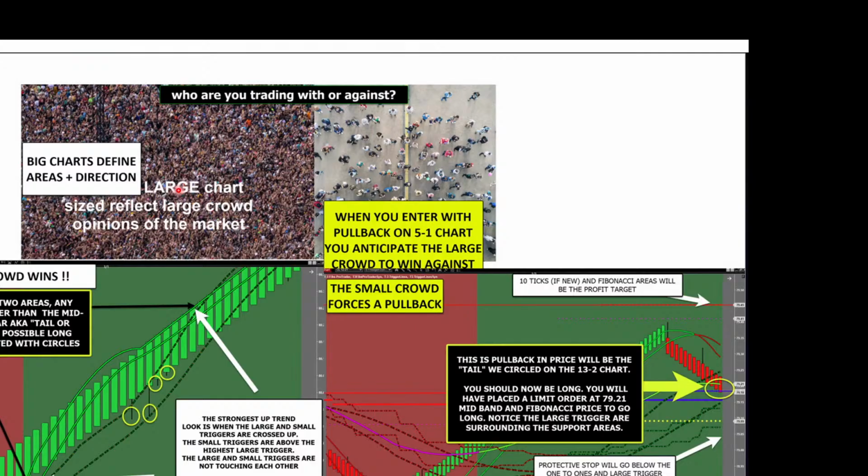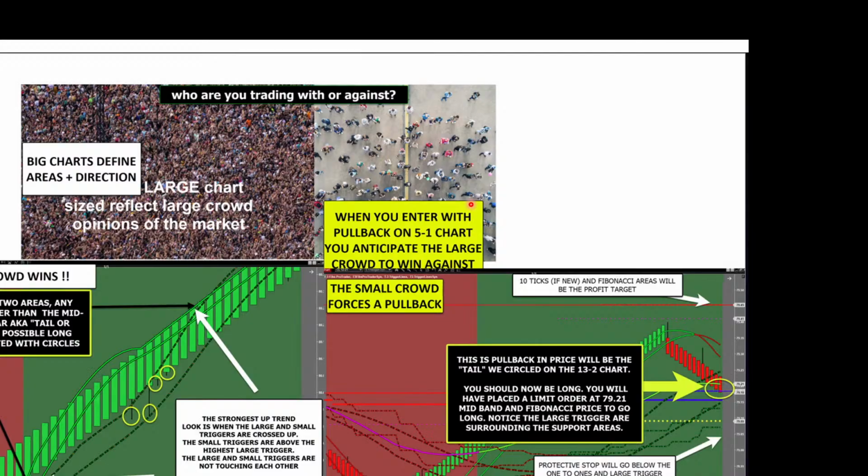There are men and women, the large crowd, they create the trends. These people have billions behind them. They make it go up. They make it go down. They create the momentum. They react at areas. So when you're looking at your 2 charts, remember that trading with the large chart, following the large chart, going with the flow, this is the easiest way to find success.